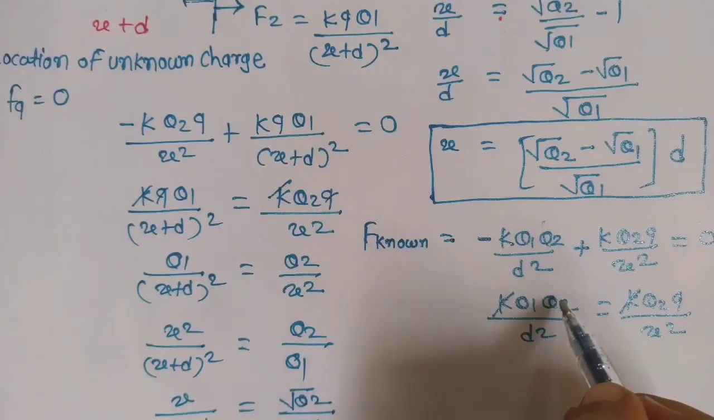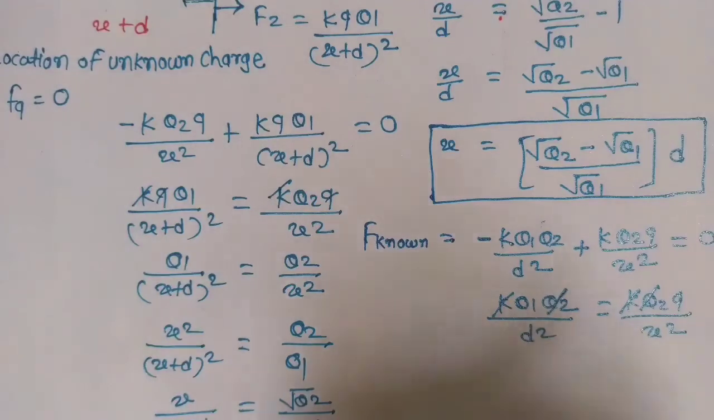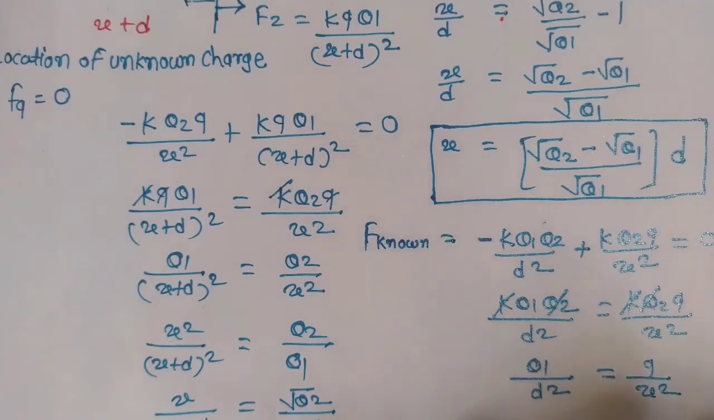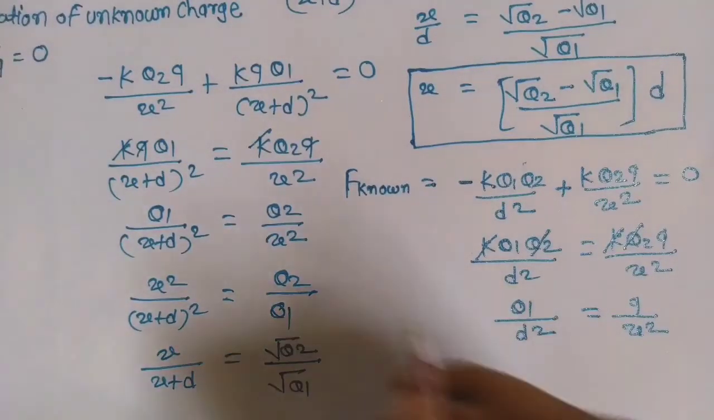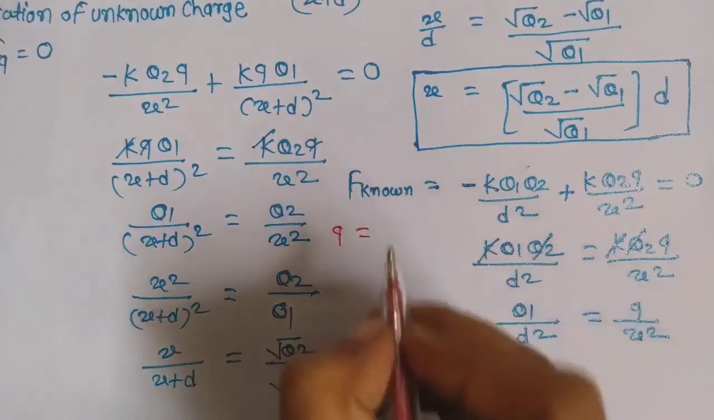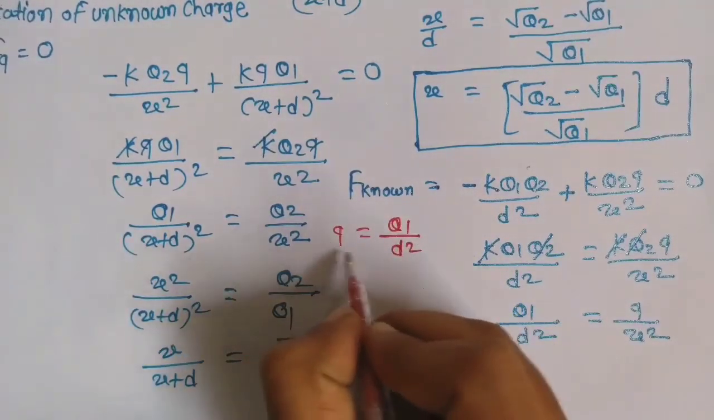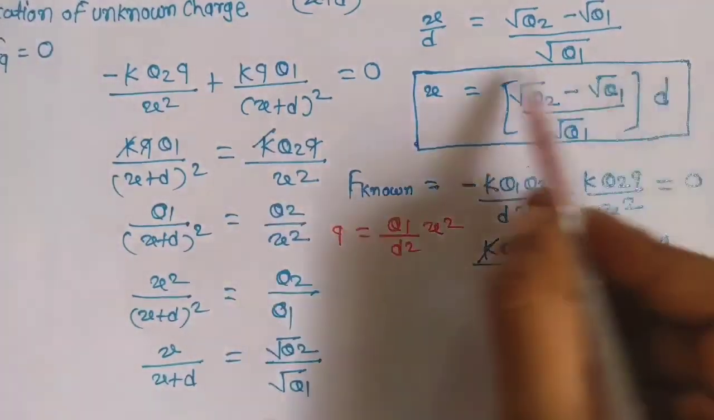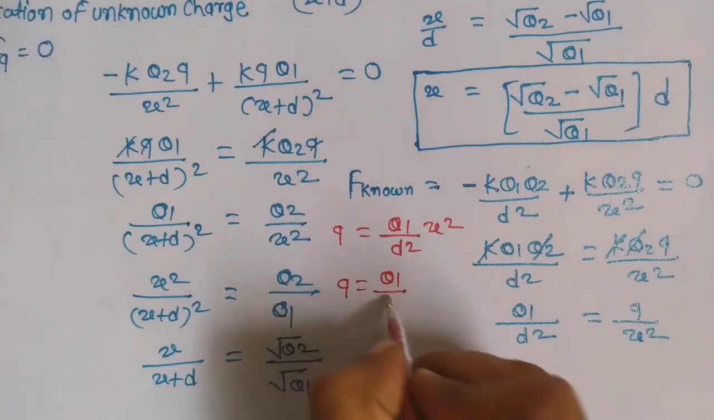So this is negative, this cancels, both have the same, this is also the same, so it is neglected. So what is remaining? Q1 upon d square is equal to Q upon x square. And we have to find the value of Q, so we can write it as Q is equal to Q1 upon d square into x square, and this is the value of x we can put here. So Q is equal to Q1 upon d square.